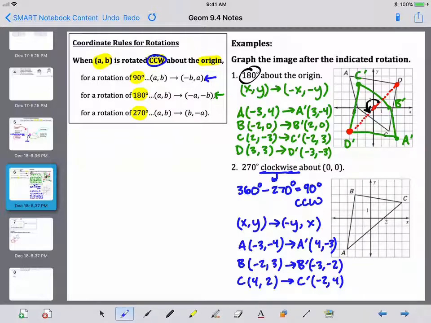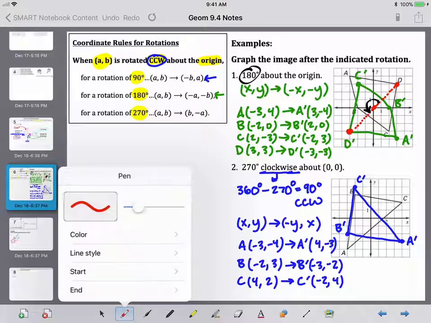Go ahead and plot a prime at 4, negative 3. B prime at negative 3, negative 2. And c prime at negative 2, comma 4. And if you connect those to make your triangle, again, it has not changed size or shape, just where it is in the plane. And just like before, you can always double check.